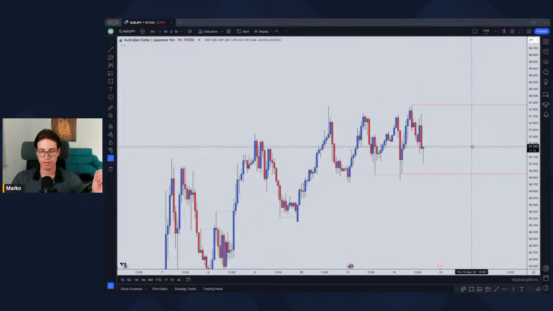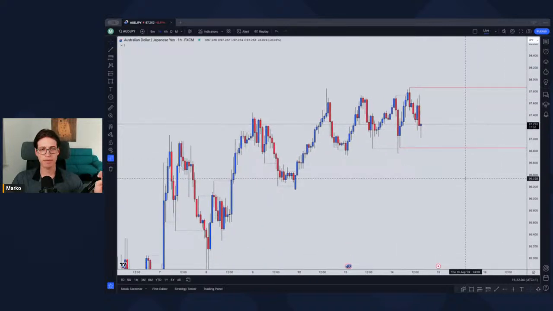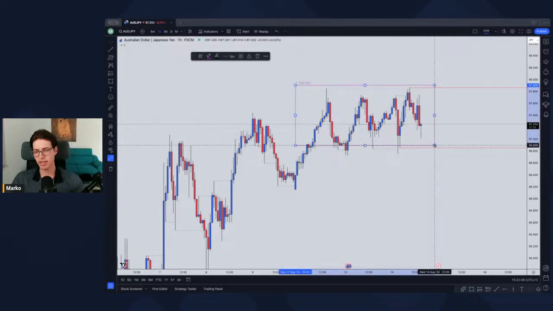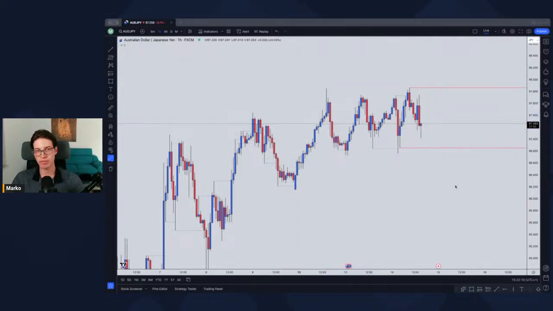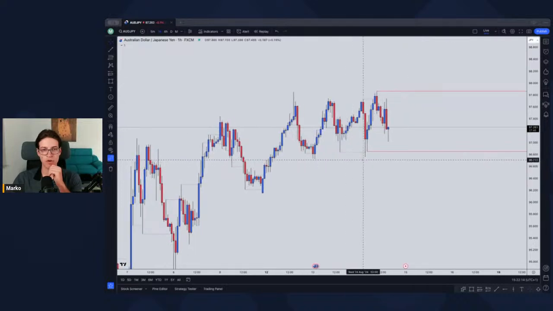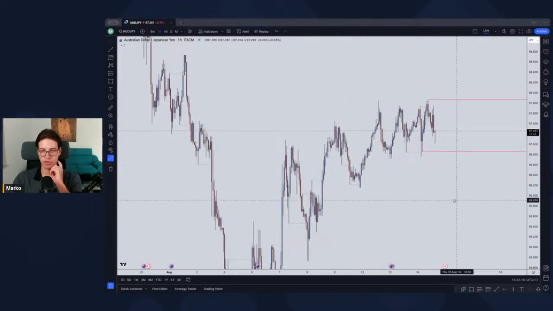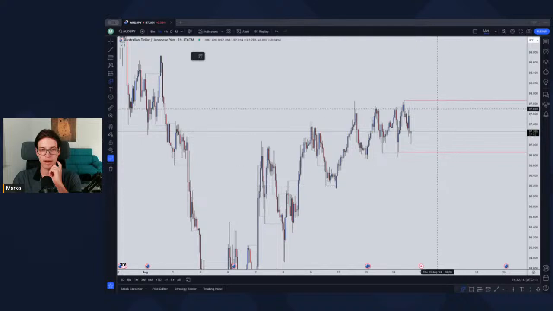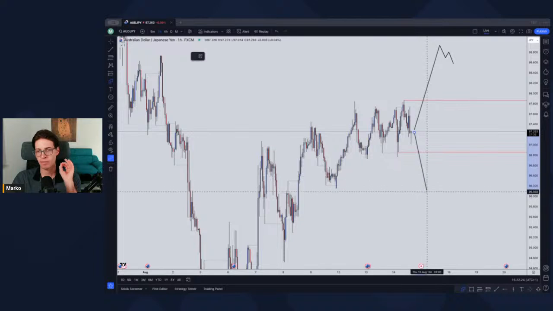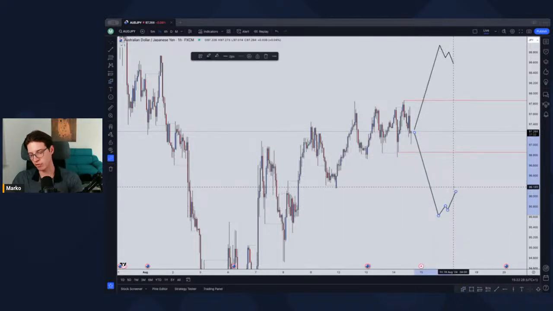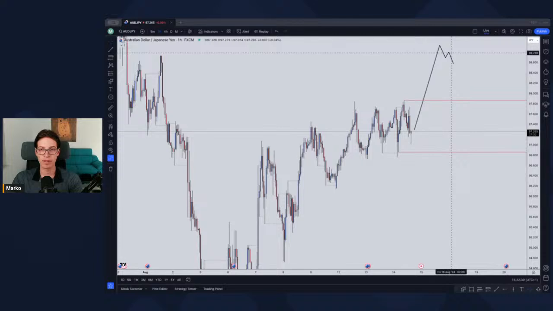AJ, very flat and range bound. Not seeing much. I'm not trading the range bound entries on this currency pair. All right, so I'm only looking for the trending entries. I'm only looking for something like this to happen. And I'm going to be more patient with the Aussie and the Japanese yen. I am going to leave it alone for now.